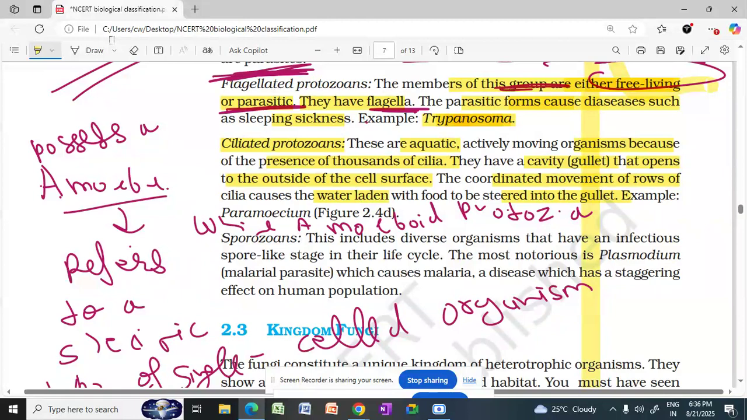Are you getting my point? It means cilia are present in rows, and the movement of these cilia is in proper coordination. The cilia are present in rows, and their movement is in a coordinated manner.